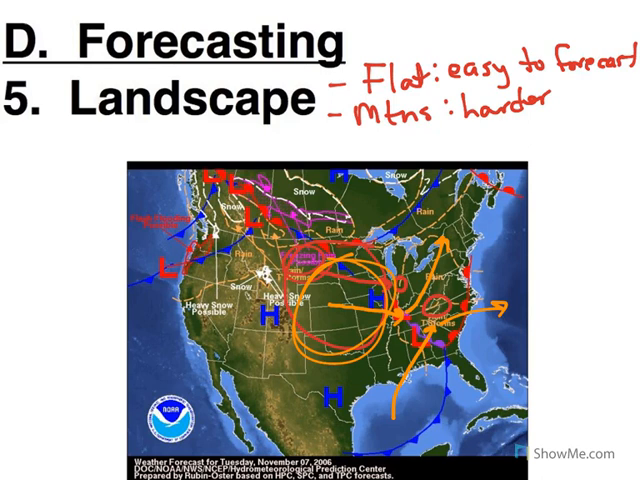And so, cut your weatherman a little slack here, because it's not easy when you've got interesting terrain between you and the fronts that are moving and trying to figure out for sure what they're going to do. So that's how a forecast is made and everything that goes into it.